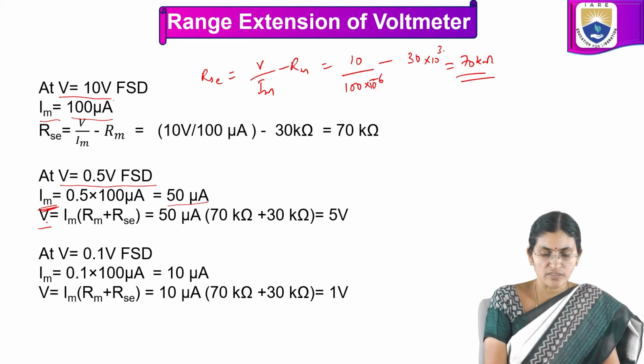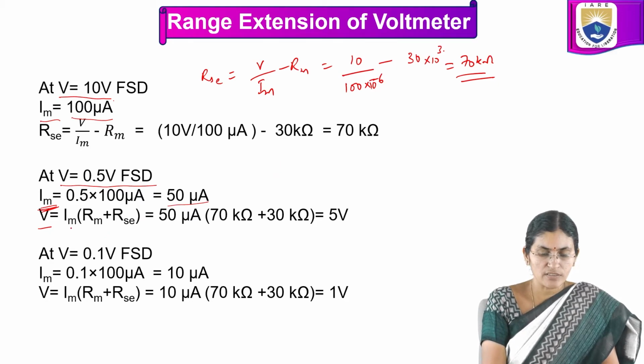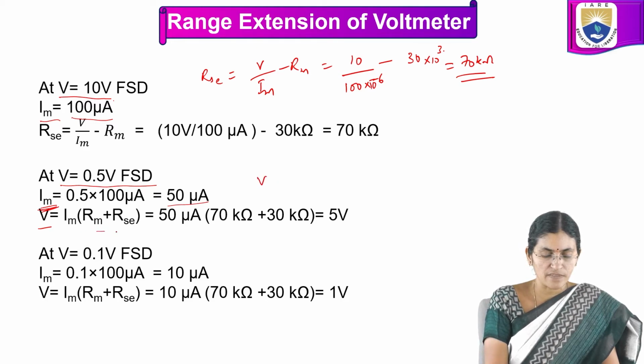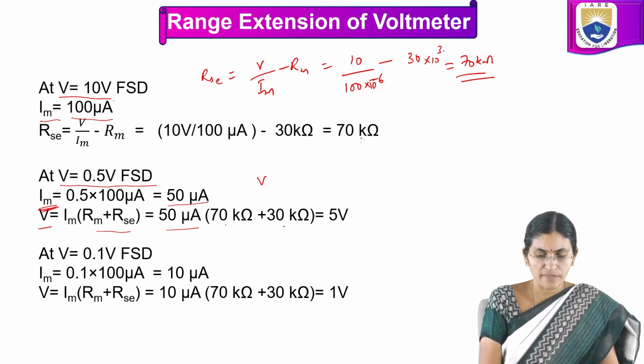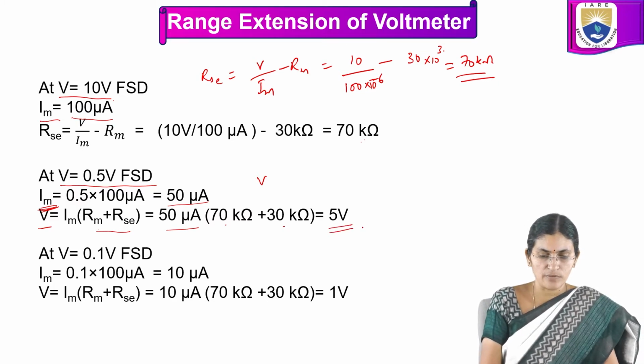Now the full range voltage is given by V is equal to Im into Rm plus Rsc. So here Im is equal to 50 microamperes, Rm value is given as 30 and Rsc is equal to 70. If you solve this, we get the value as 5 volts.